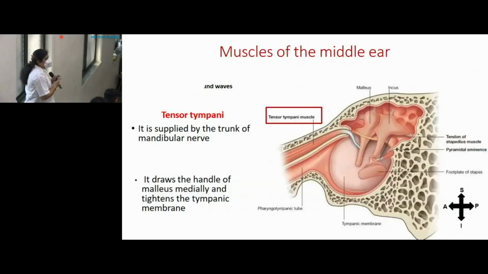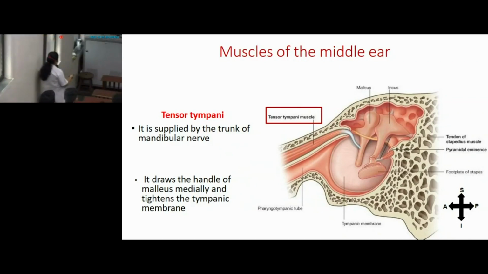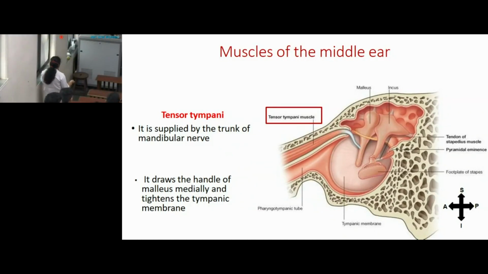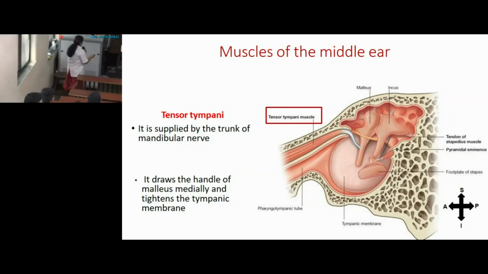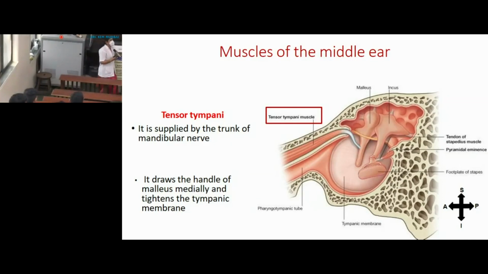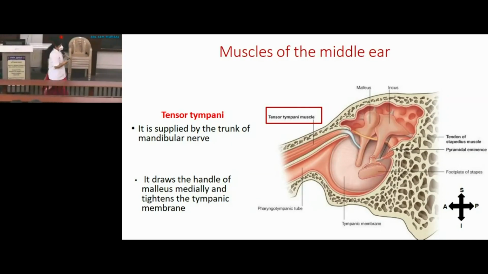So what are the functions of these two muscles, tensor tympani and stapedius? Tensor tympani is a derivative of which arch? The first arch, so it is supplied by the mandibular nerve, and stapedius is second arch, so it is supplied by the facial nerve. As tensor tympani is inserted on the handle of the malleus, whenever it contracts it draws the handle of the malleus medially and tightens the tympanic membrane.